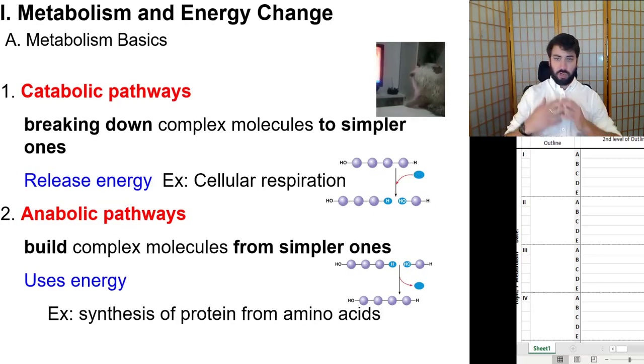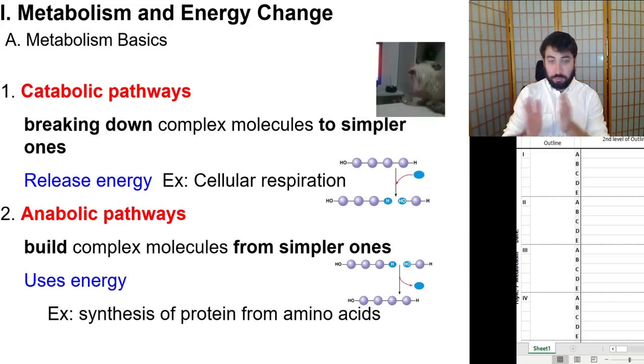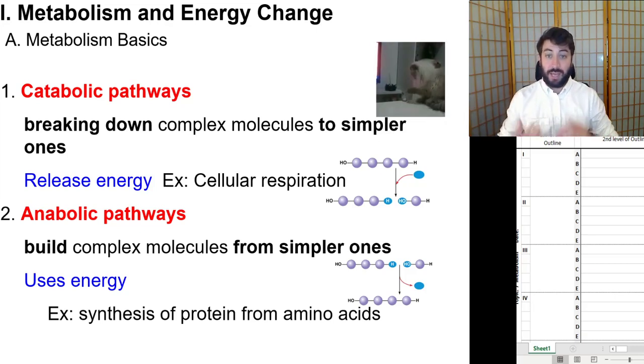Now, there are two broad types of pathways. Catabolic pathways break down complex molecules into simpler molecules. Catabolic reactions also release energy. Cellular respiration is a pretty good example of that exact process, and we're going to go into it during lecture 9.